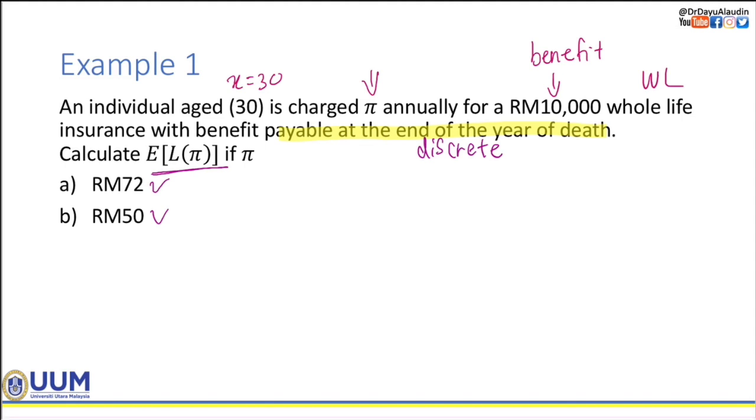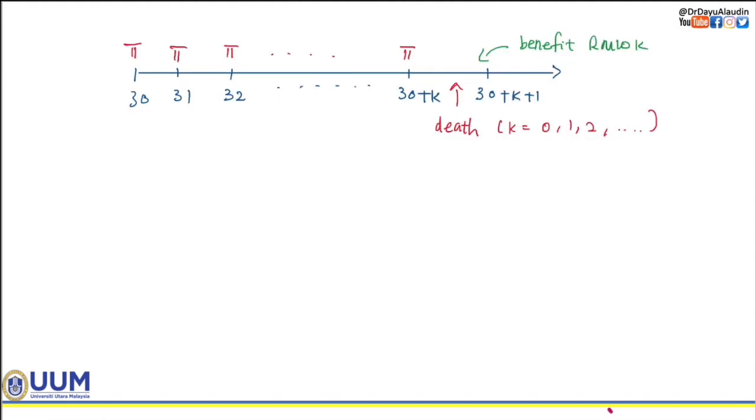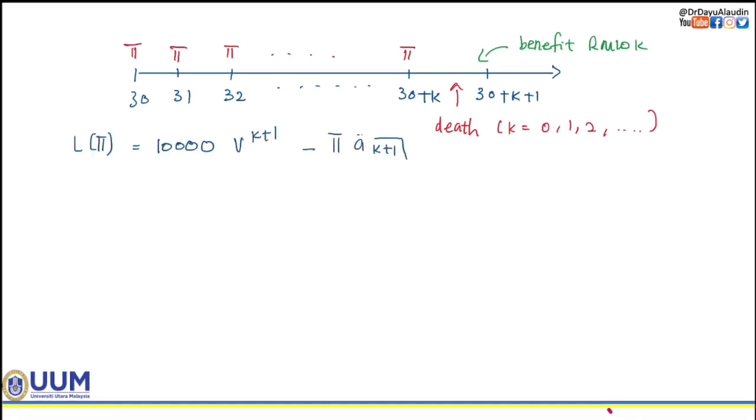So let's try one by one. First, we draw the timeline. The premium is paid starting from age 30 until the death happened. So let's say death happened between 30 plus K and 30 plus K plus 1. Since it is discrete, the benefit is paid at the end of the year. And K can be 0, 1, 2, 3, and so forth. And then we use this loss function. So this is for the benefit, and minus the premium.